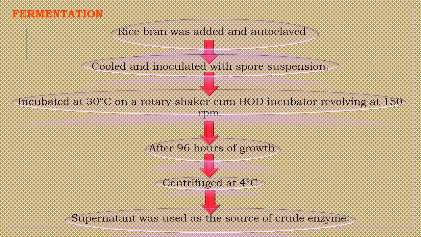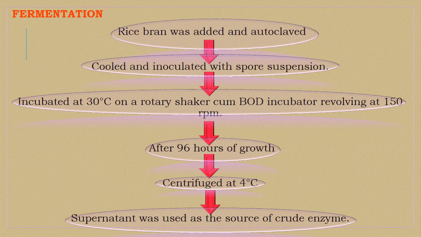So rice bran is added, and it is autoclaved. The spores are inoculated into it in a submerged fermenter. Once the inoculation is over, it should be incubated at 30 degrees centigrade in a rotary shaker, and a BOD incubator can also be used for this. The RPM required is 150 RPM.